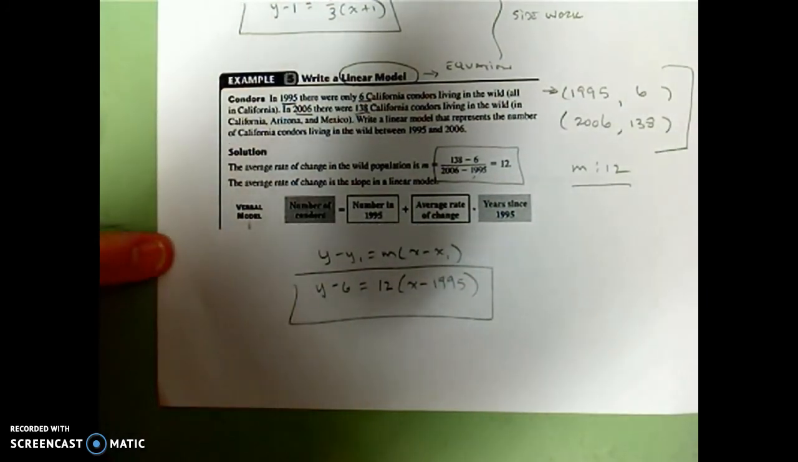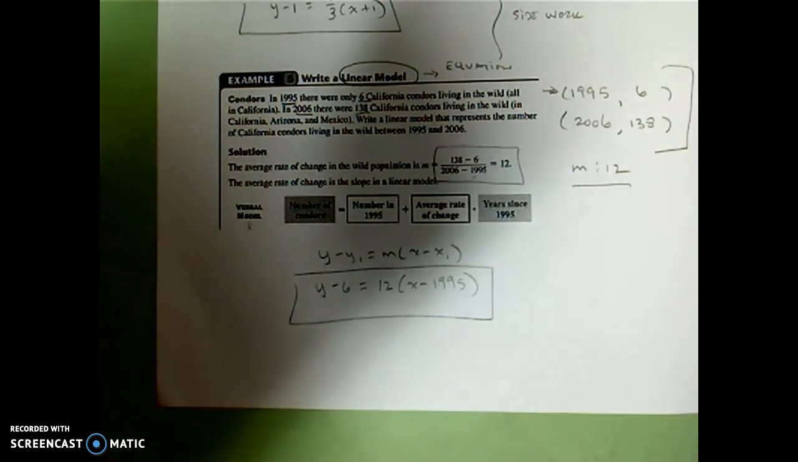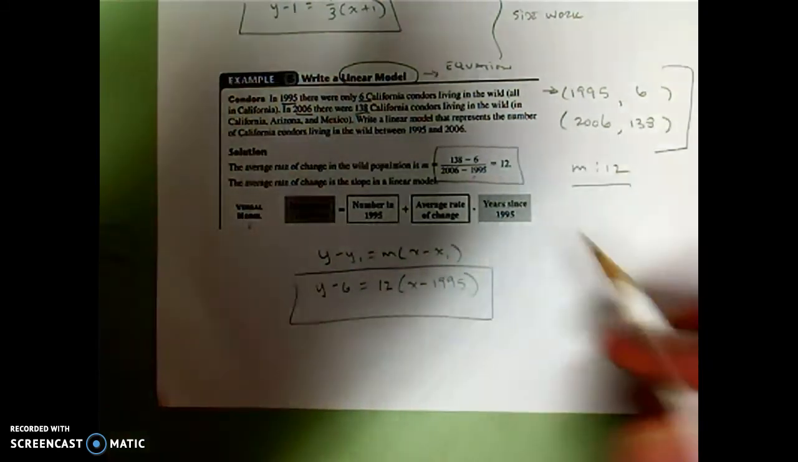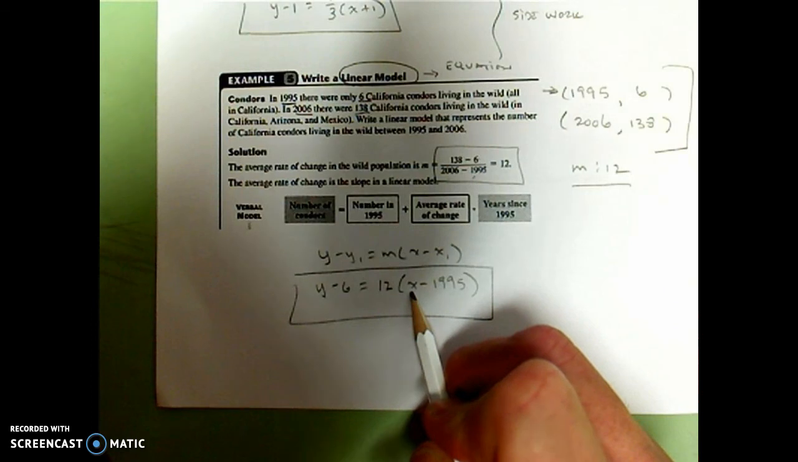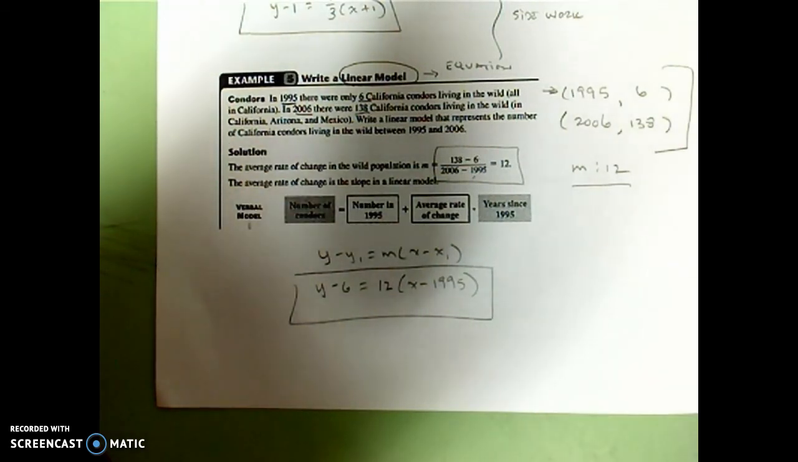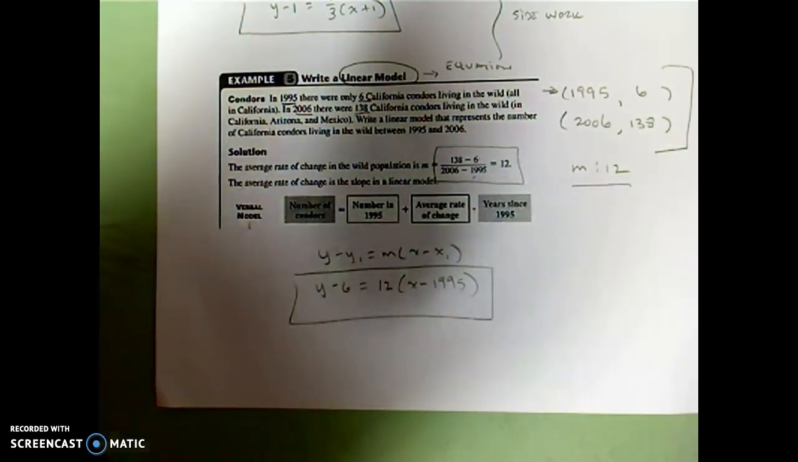If we were asked perhaps to predict how many California condors might be in the wild in 2011 or 2020 or 2050, assuming a linear relationship, we could plug those values in, the year in for x, solve for y, which would give us a number of California condors in the wild. So that is using point-slope form to write an equation of a linear function.